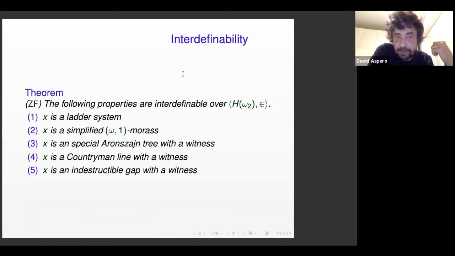a simplified omega comma 1 morass, or being a special Aronszajn tree with a witness. By a witness, I mean you also have a partition of the Aronszajn tree into countably many antichains, or being a Countryman line with a witness. And again, a witness for a Countryman line would be a partition of the square of the line into countably many chains, or being an indestructible gap with a witness. There's a natural notion of witness here. Okay, so all these things have the same strength.